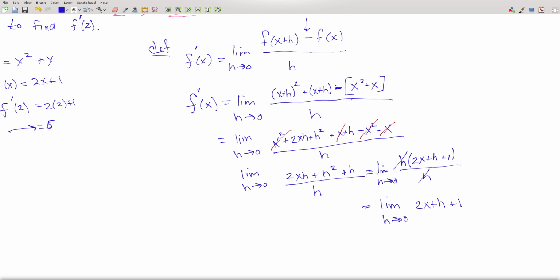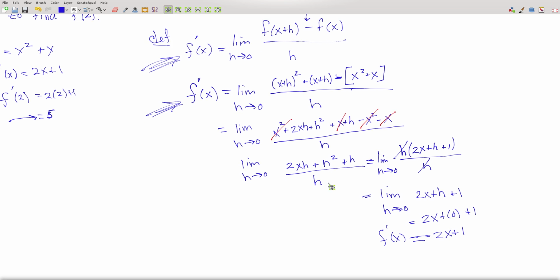Now, if we had substituted in a 0 wherever we see an h way back in the beginning, we would have had all kinds of problems. They would have become undefined. But that is no longer the case. After all of this beautiful work, we can now substitute in a 0. So this is equal to 2x plus 0 plus 1, which is, of course, 2x plus 1. So this is what the derivative of f of x is equal to.